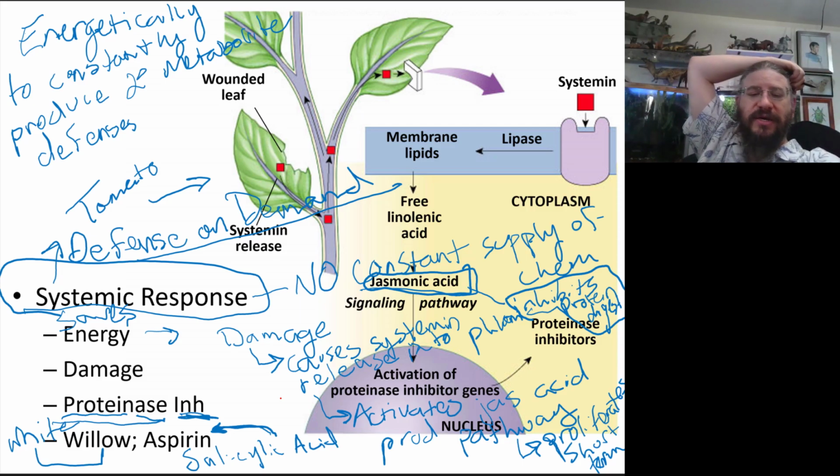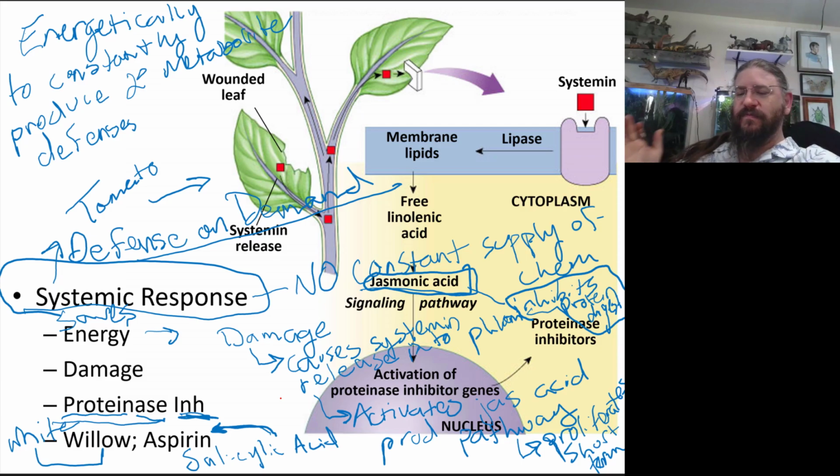So tomatoes, as it turns out, that systemic response is great. Tomatoes also have various other chemicals in them as well. So, I don't know. Very cool stuff. And this is the last slide as well.